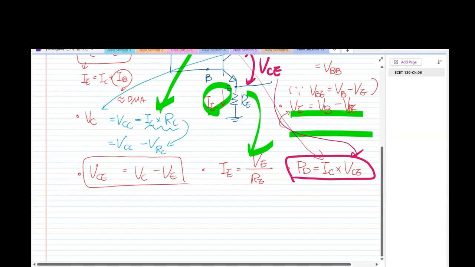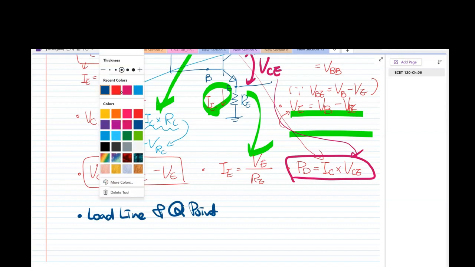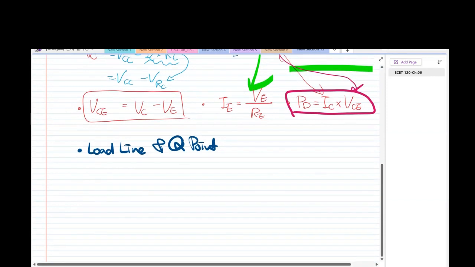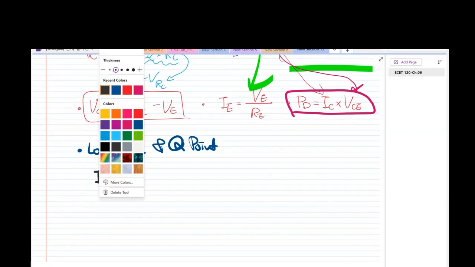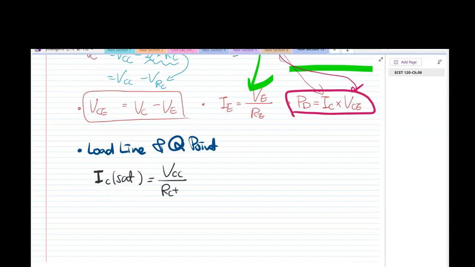And then to draw the load line and the Q point, we have to know I sub C saturation. I sub C saturation is V sub CC over R sub C plus R sub E.